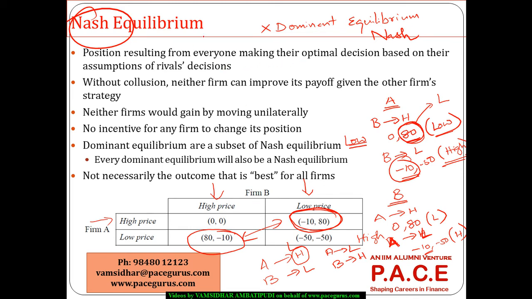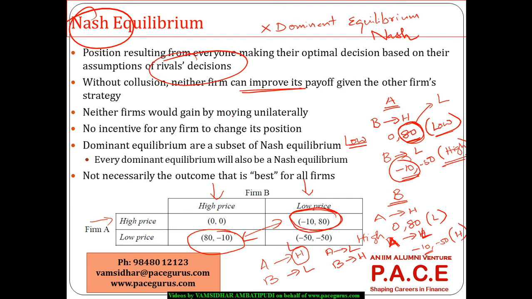Okay, here also we are making the decision based on the rival's decisions itself. But what is happening is, though there is no dominant equilibrium, there is no way any firm can improve its payoff without the other firm really responding to it. So, without B changing the price, A cannot change its price. Without A changing the price, B cannot change its price.